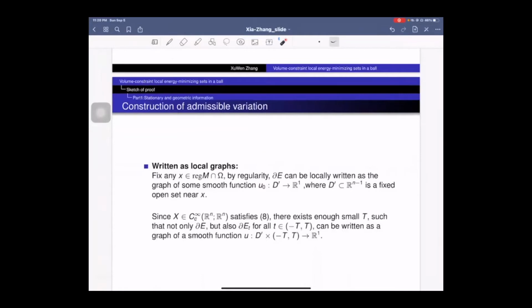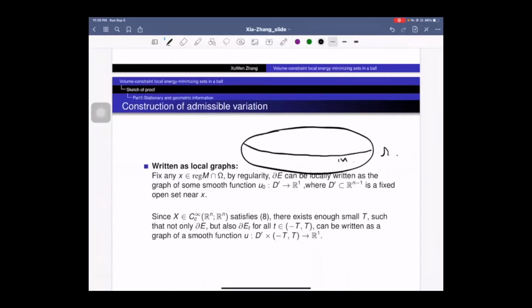We do it by writing it as a local graph. Precisely, if this is our omega, this is our M. M could have some singular point. We do the modification near a regular point X. By regularity, the boundary of E near this regular point can be written as a local graph of some smooth function or some C2 function.